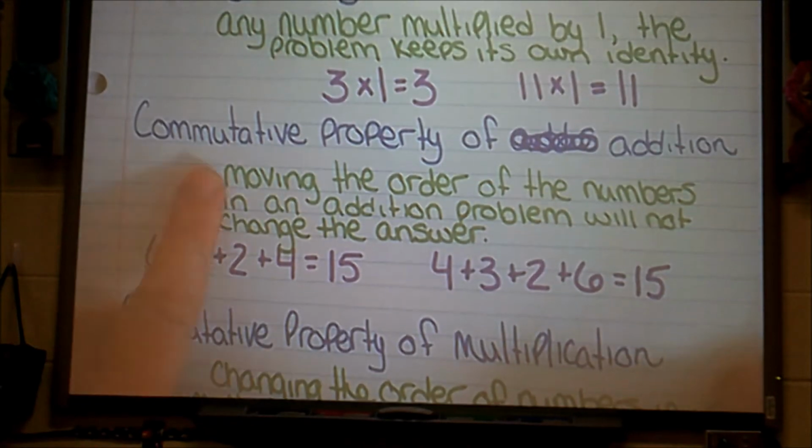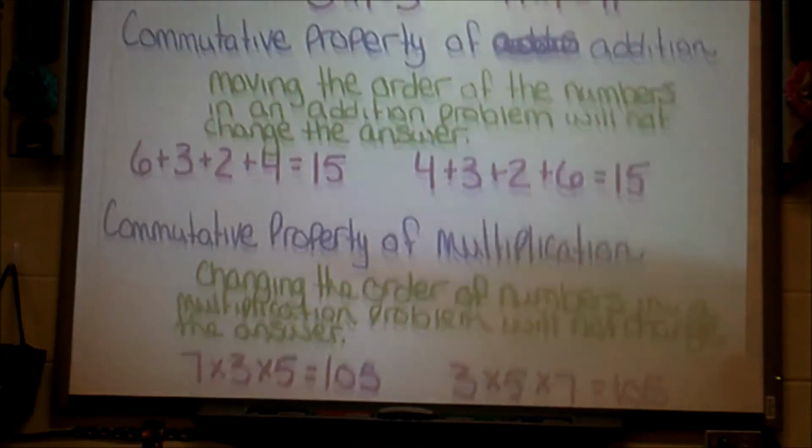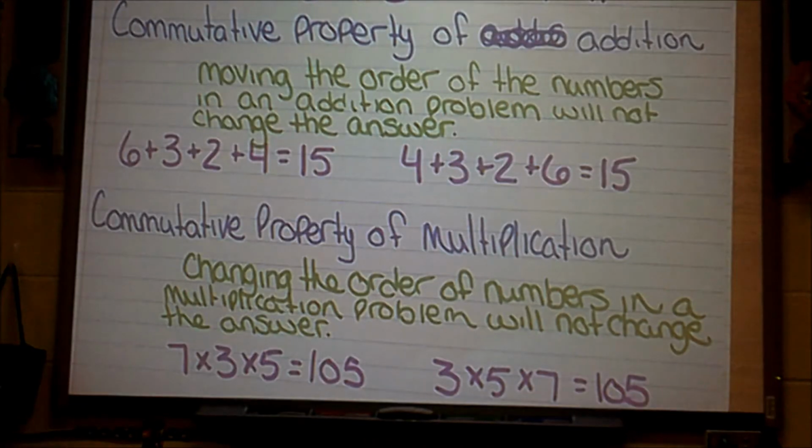Commutative property, we have one of addition and one of multiplication. So the commutative property of addition says that I can change the order of the numbers in an addition problem and it will still give me the same answer.